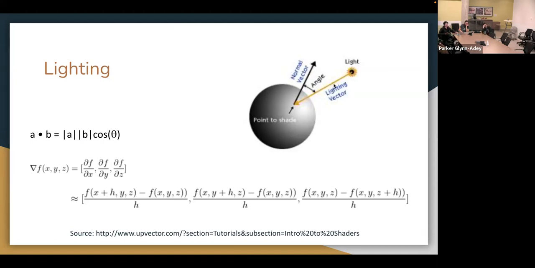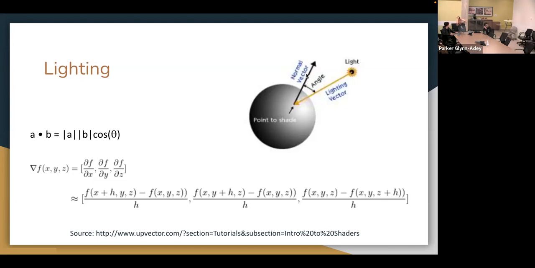So to add some lighting, let's look at how we can make the surface that points towards a light brighter than the surfaces that point away from the light source. To do this, we can use the gradient function to first find a normal, this vector here. Since we aren't really interested in solving the actual derivative, we can estimate it using the derivative formula and just using a very small number for h to get an estimate for the gradient, which gives you the normal.